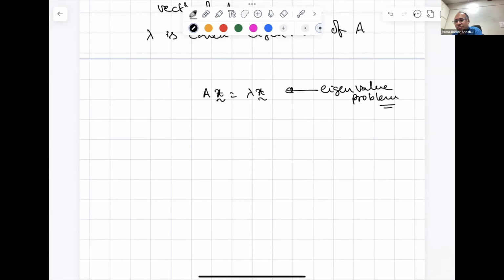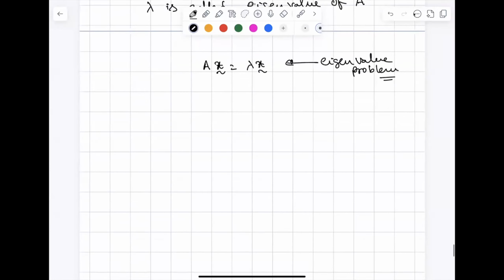That means the orientation of the direction of the vector is not changing. It is only either getting stretched or contracted or remaining the same in magnitude. Lambda equal to 1 means when the eigenvalue is 1, then the vector remains exactly the same. When the eigenvalue is less than 1, then X is contracted. When the eigenvalue is greater than 1, then X is extended. Okay. Is that clear? That is the meaning of an eigenvalue problem.